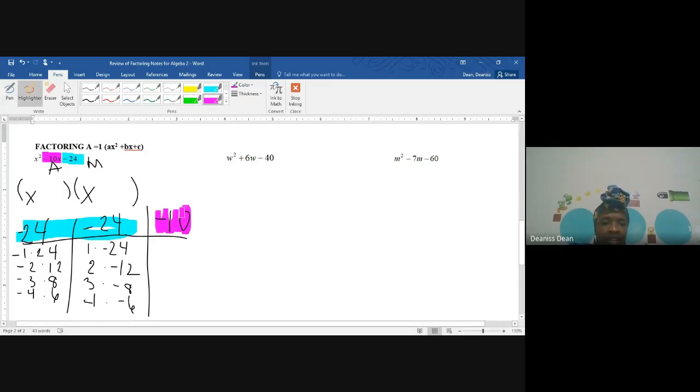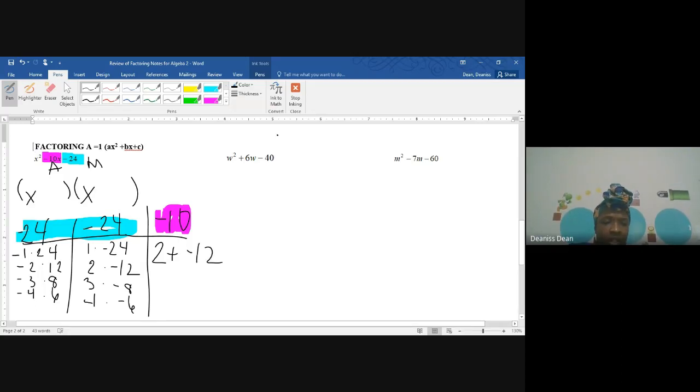So from that list of factors, I need to see which ones, when I add them together, give me negative 10. So negative 1 plus 24 isn't negative 10. Negative 2 plus 12, oh, that's 10, so we're close. So negative 2 plus 12 is 10, but I need negative 10. So I've got 2 plus negative 12.